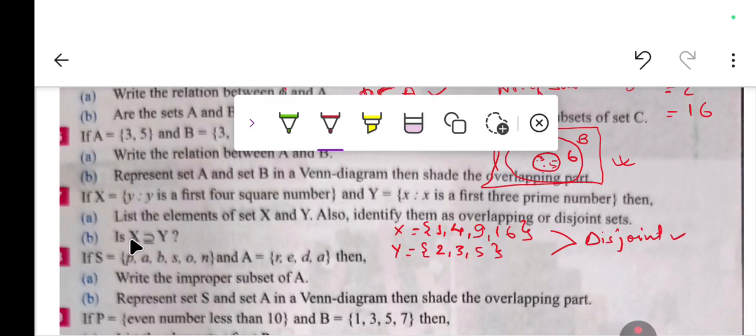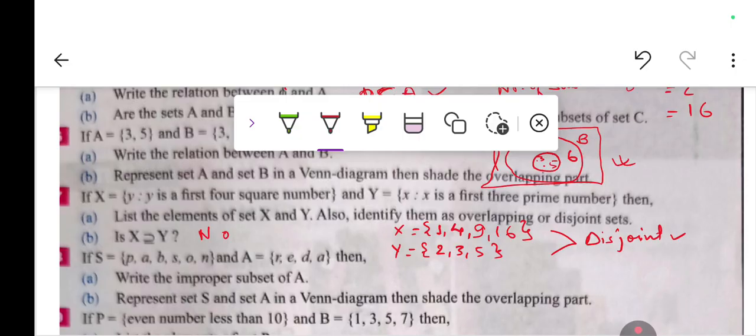Now here it is asking, x is the superset of y, x is the subset of y. No, x is not a subset. Neither x has any element of y nor y has any element of x. So that is why they are not subset or superset of each other. So this is no. Now let us come down.